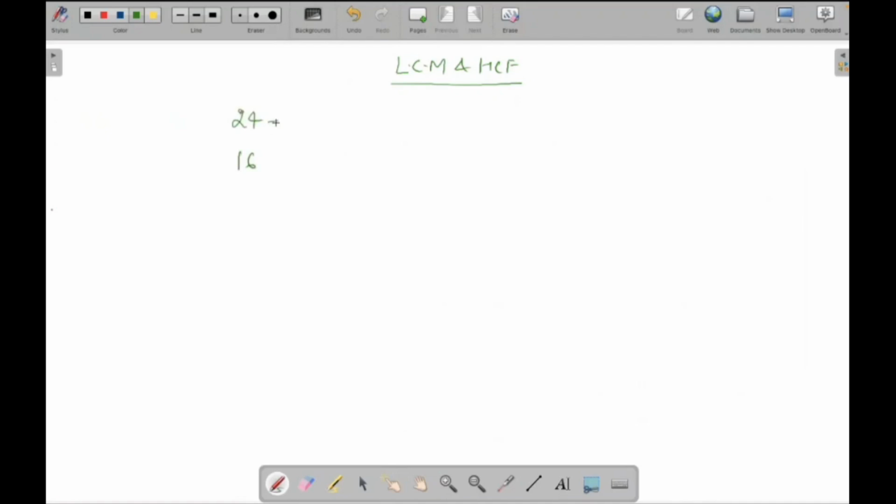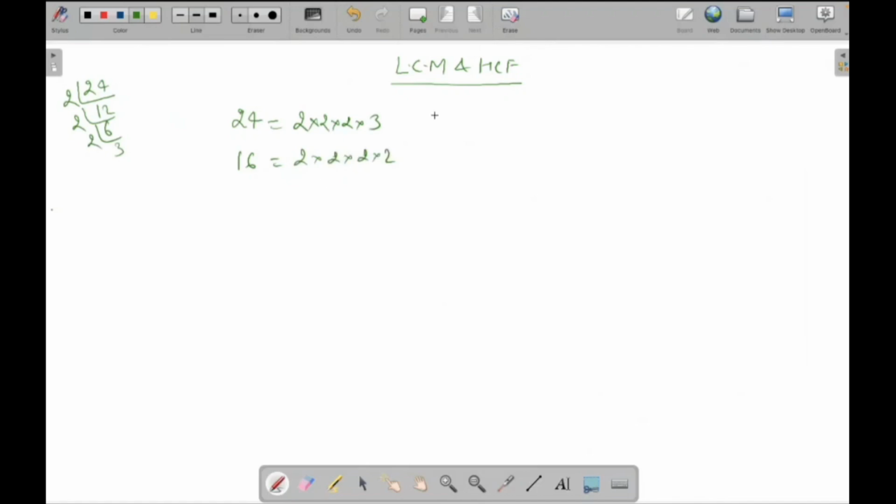What I'll do is factorize them. How do we factorize? Start with the smallest prime number and try to divide, and continue until I reach a point where I cannot divide further. The irreducible factors here are 2 into 2 into 2 into 3 for 24, and 16 is nothing but 2 into 2 into 2 into 2.